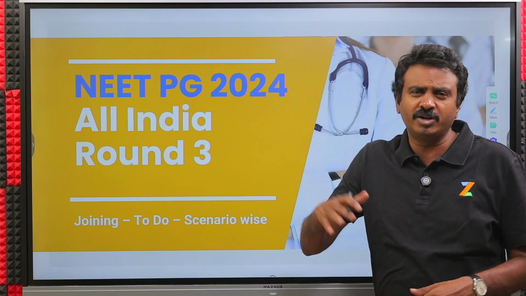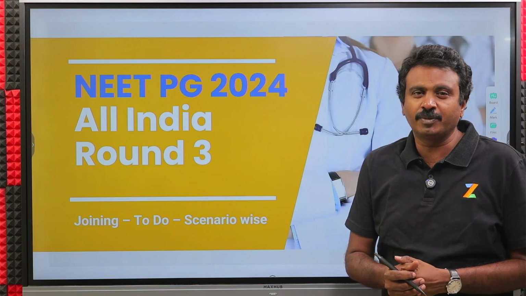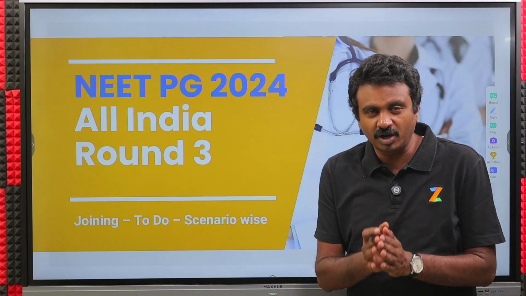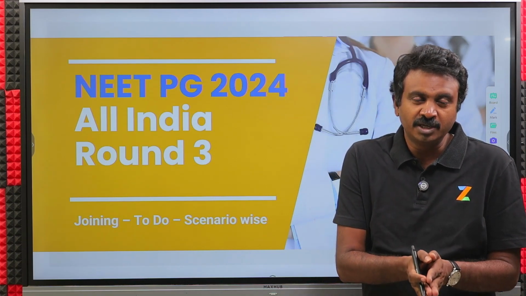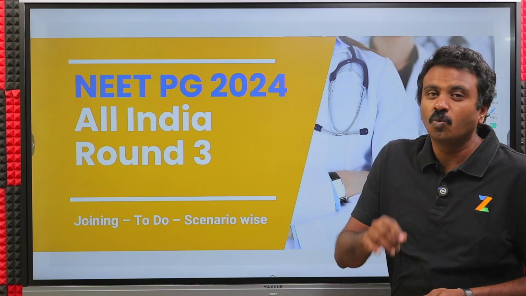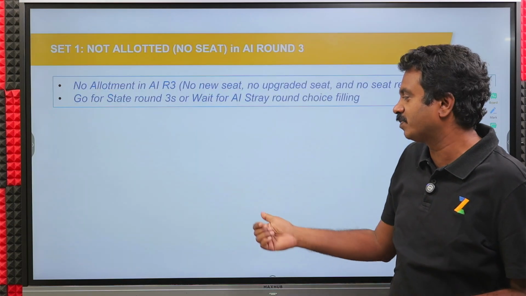You will not be eligible for All India stray round, maybe for all states, depending upon the state. Most of the states would allow. But this is for those candidates who are allotted in All India round 3, willing to join, or retain their All India round 3 seat, All India round 2 seat in All India round 3. What you need to do scenario wise is explained in this video.